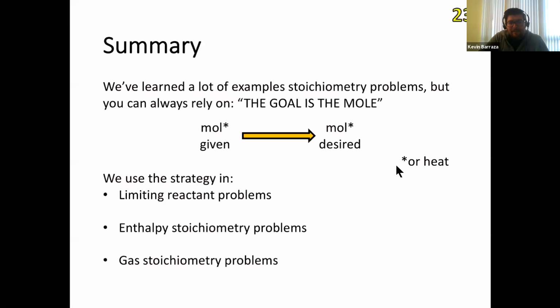Now, the asterisk is indicating we could also replace heat for moles in the case of enthalpy, but it works the same way. And so we've utilized this strategy for a limiting reactant problem, for enthalpy problems, and now for gas stoichiometry problems. Again, the main idea was always the same. The difference was figuring out how do I go from my starting point to the center? How do I go from the center to my end point? And that was it.